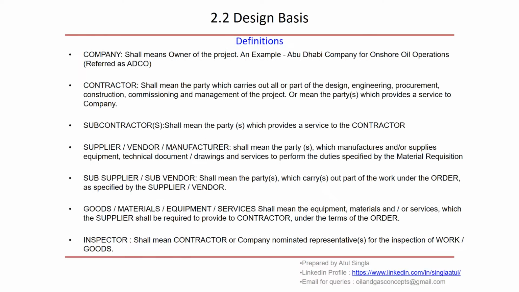Along with the abbreviations, we have a few definitions. These are the common words which we generally use throughout the design basis. For example, company, contractor, subcontractor. So we need to understand what these mean. For example, the company shall mean the owner of the project. For example, Abu Dhabi Company for Onshore Oil Operations, referred to as ADCO. So ADCO is the company that is the client for a contractor.